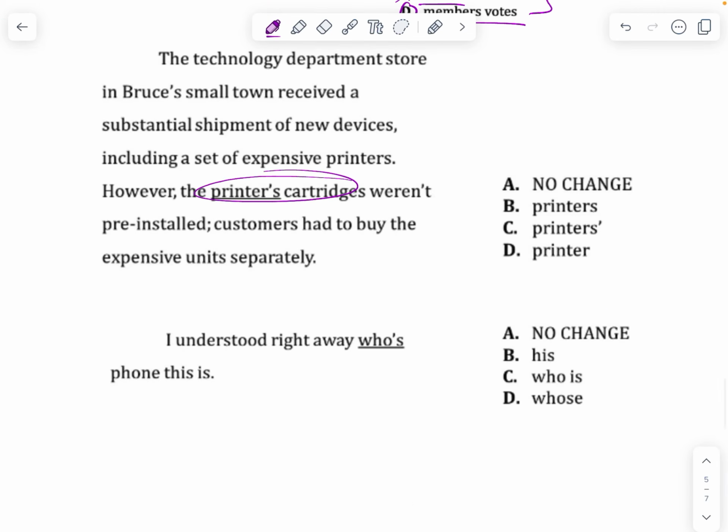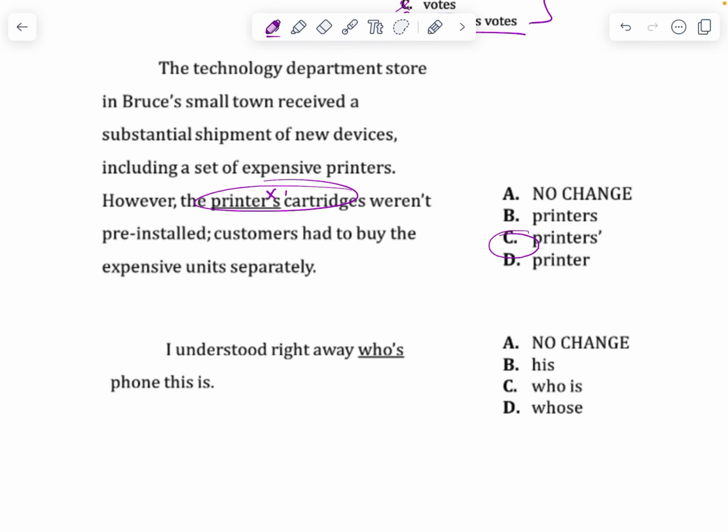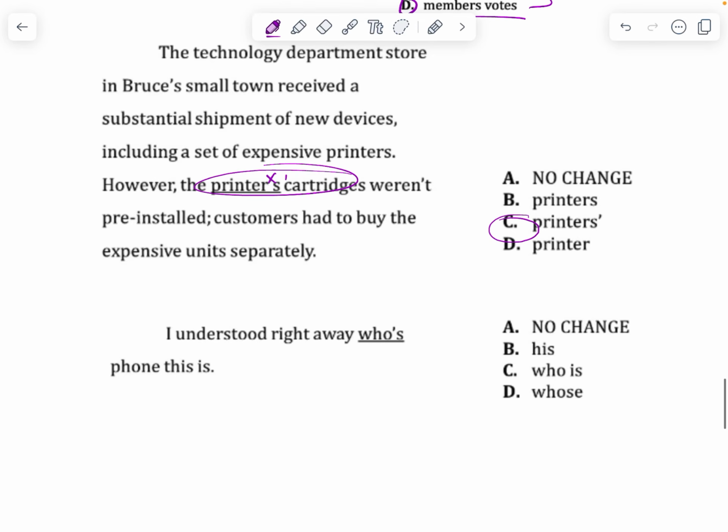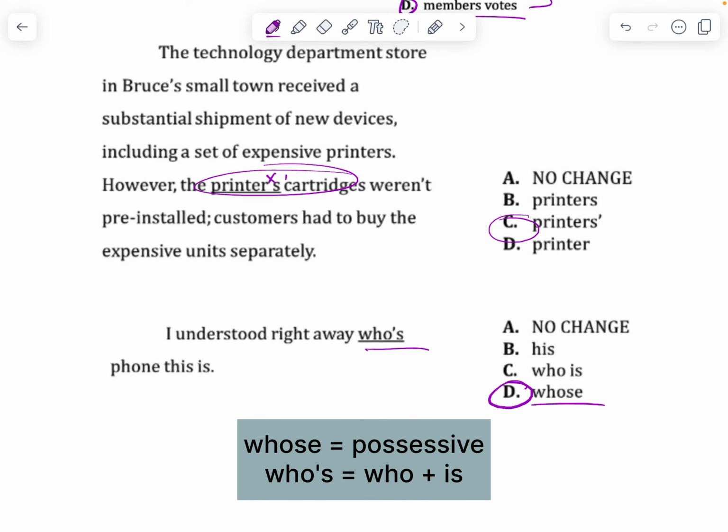This one, I guess, had a high level. It's supposed to be printers, cartridges. Again, very similar to the example above. And then you also get examples like this where it's like whose versus who's, or its versus it's, or their versus they're. These type of problems also show up. So it's very important that you understand these skills. In this case, you need to use the possessive, not the who plus is.